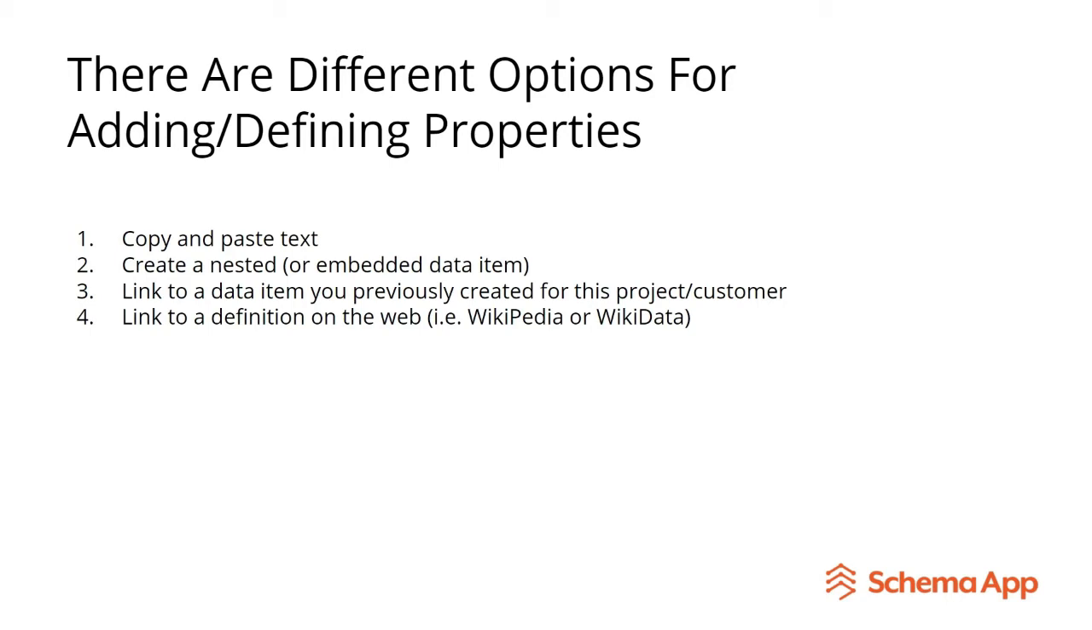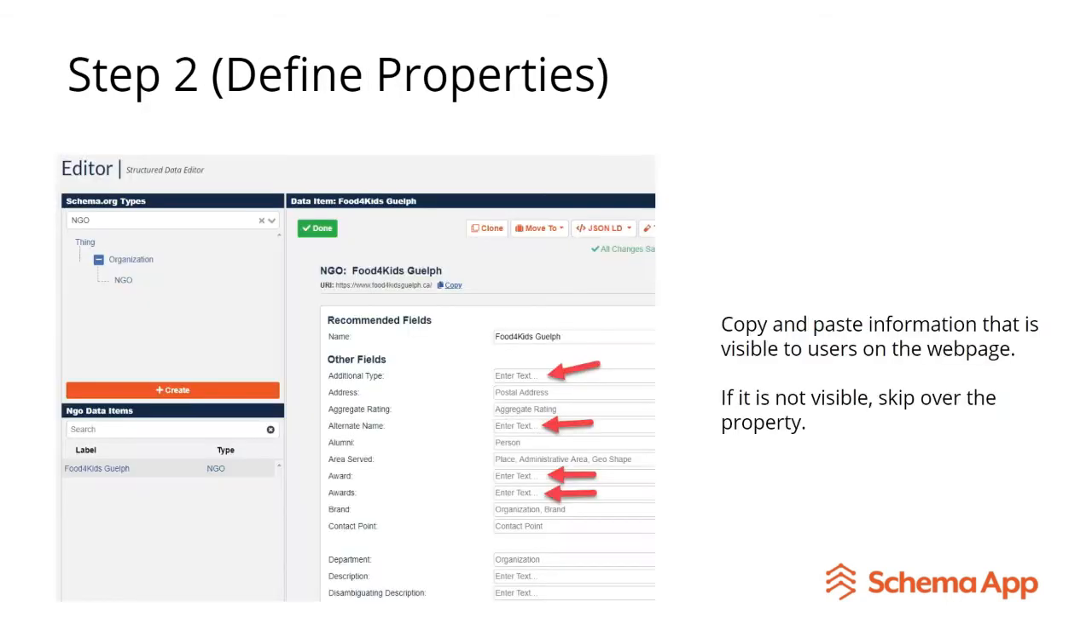So there are different ways of defining these properties. You can copy and paste the text, you can create a nested or embedded data item, you can link to a data item you previously created for this project or customer, or you can link to a definition on the web, i.e. through Wikipedia or Wikidata. Copying and pasting text is pretty straightforward. Wherever you see enter text, you're encouraged to go to the website and just copy and paste that on here. And if it's not visible, skip over that property, because one of the rules for schema.org is that you should really be only marking up content that's visible to a user.